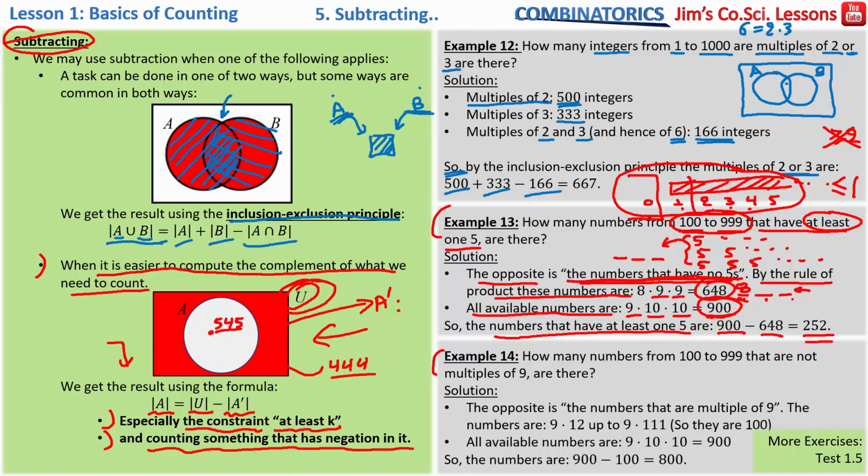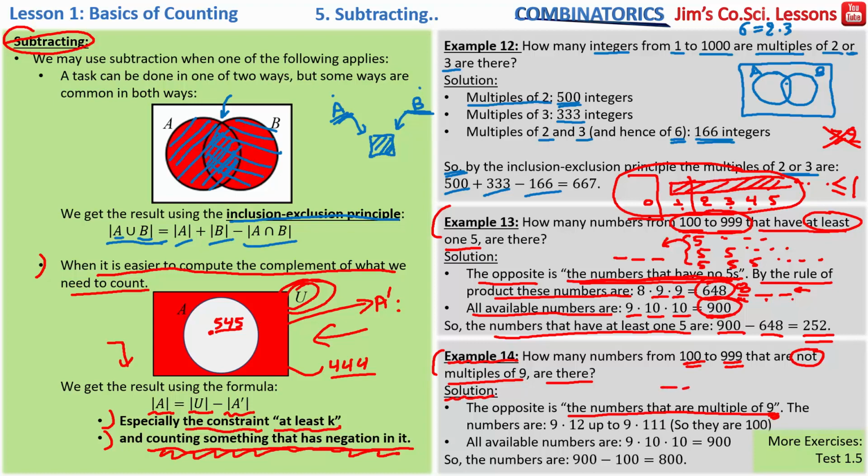Let's see now our 14th example that is about counting something that has negation in it. He asks me how many numbers from 100 to 999 that are not multiples of 9 are there. So here I observe that he's asking me to count something that has not a property. And I'm thinking that maybe it would be easier to count the opposite of what he's asking me. The opposite is that I want the numbers that are multiples of 9. And indeed, this is a lot easier than the initial question.